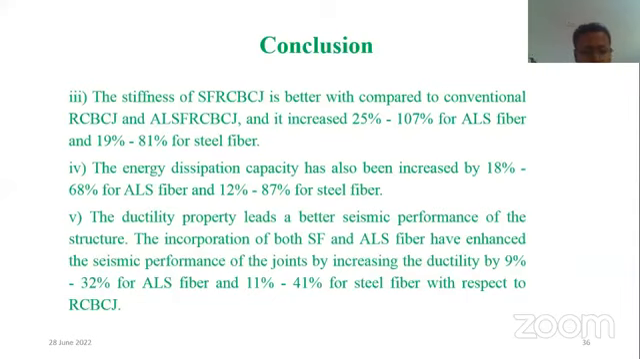The ductility property also can reveal the performance of the specimen. It leads to a better seismic performance of the structure. The incorporation of both steel fiber and ALS fiber has enhanced the seismic performance of the joint by increasing the ductility by 9 to 32% for ALS fiber and 11 to 41% for steel fiber. That is far better than the control specimen RCBCJ.